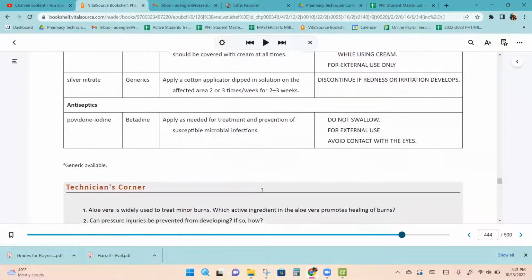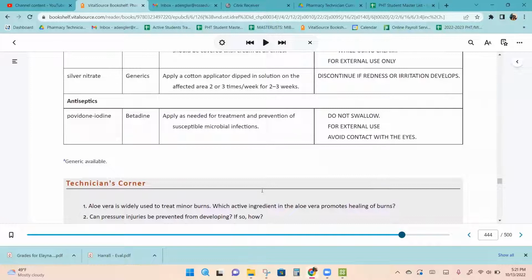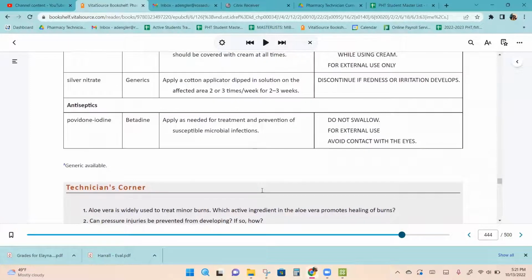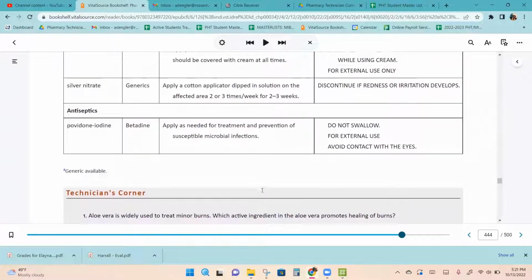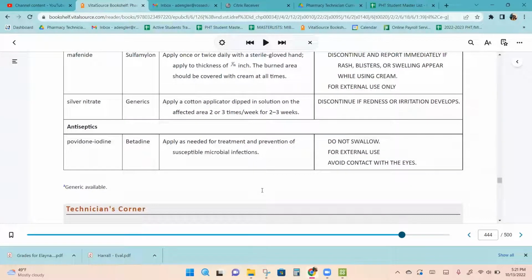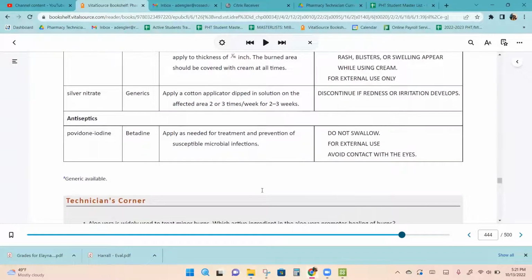And then for Betadine, do not swallow. Remember, systemic consumption can lead to renal and thyroid dysfunction, and it should be used only externally, and we should avoid contact with our eyes.